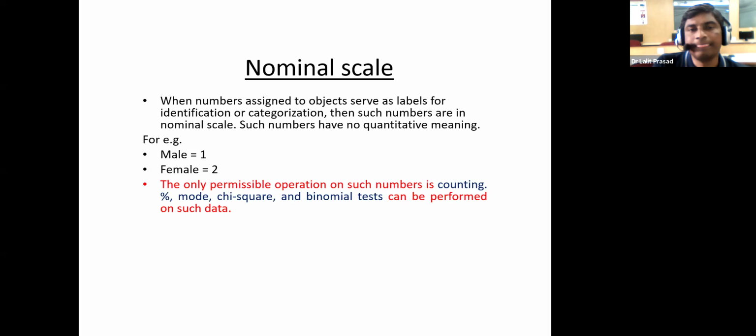Are you getting my point? So such data are in nominal scale. The numbers that we assign, there is no quantitative meaning. North is equal to 1, south is equal to 2, east is equal to 3, west is equal to 4. You can't say that north is better than south or south is better than north. It is only for identification purpose. Male, female, I have already told you. If you want to add male, female, and transgender also, that is well and good, but then there will be 3 categories, 4 categories. Whatever you want to do, you can do.